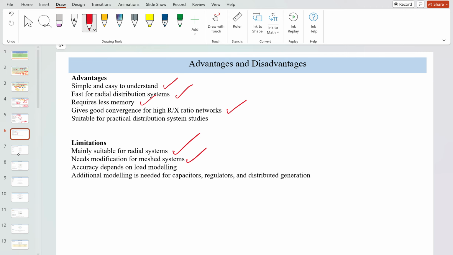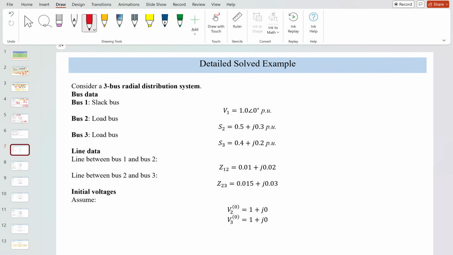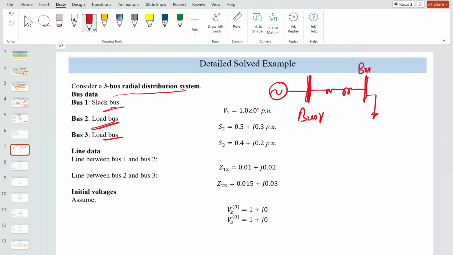Okay, let's move forward and see one example. Suppose there is a three bus radial distribution system, and there is one bus that is the slack bus, which generates all the power and has infinite inertia, giving all the power required inside the distribution network. And for the load buses we already know P and Q, and bus 3 is also a load bus. So suppose it looks like this: one source, this is bus 1, then you have R and X, connected to bus 2. At bus 2 the load is there, and then you have another line R and X, then a load.